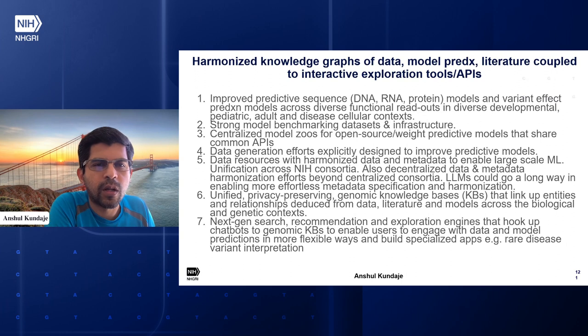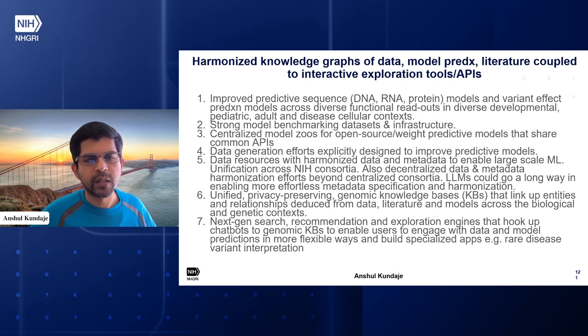The first thing I want to start off with is continuing to build on the theme that we need better predictive models, sequence models and variant effect prediction models. And I think the primary challenge is going to be really long context predictive models. What that means is models that actually can see and integrate information across entire chromosomes or the entire genome.